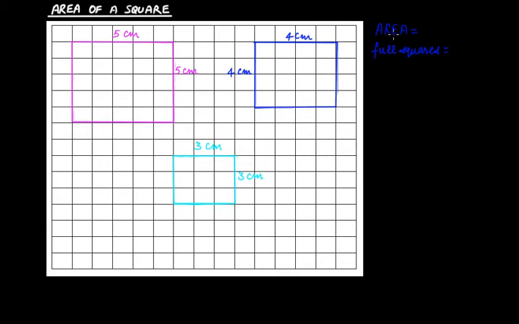So here we have full squares. How many full squares do we have? 1, 2, 3, 4. So 4 here, 8, plus 4 here, 12, plus 4 here, 16. We have 16 full squares.